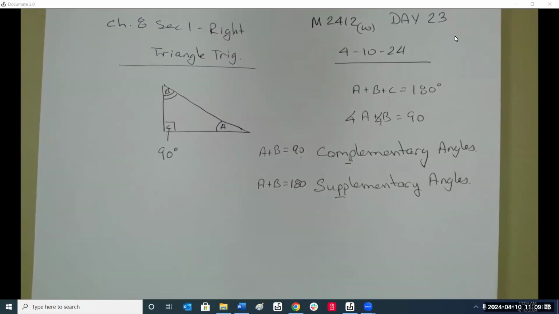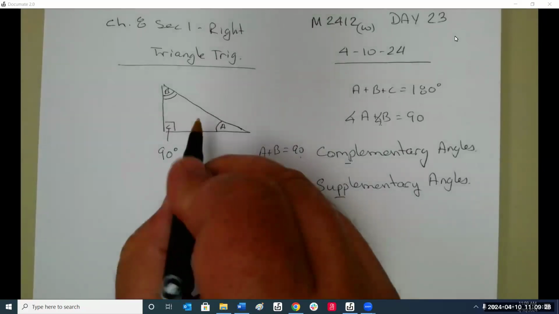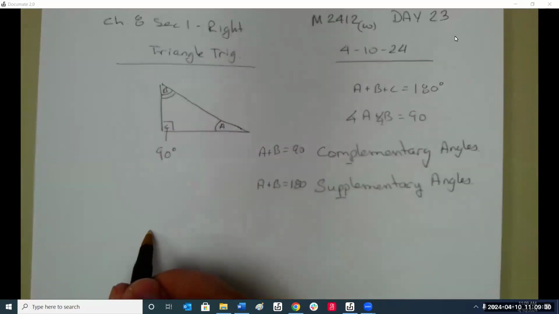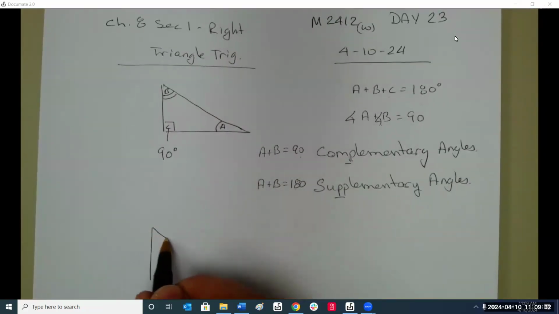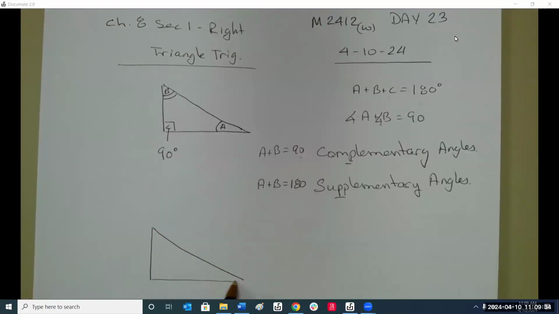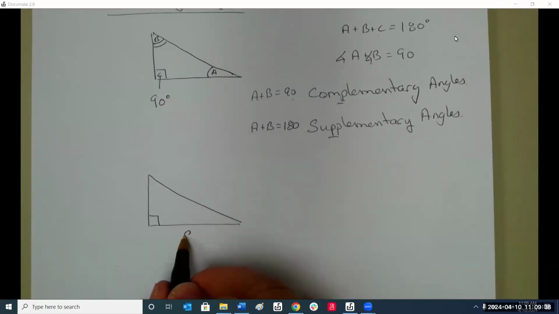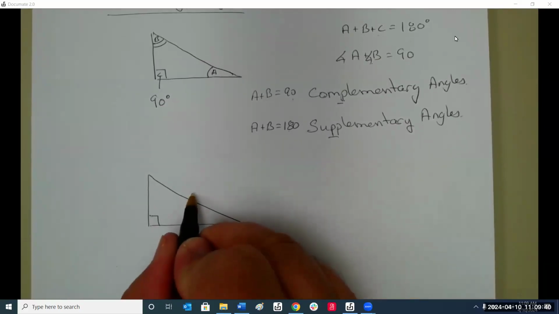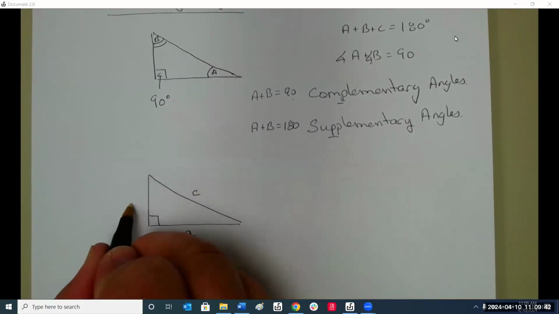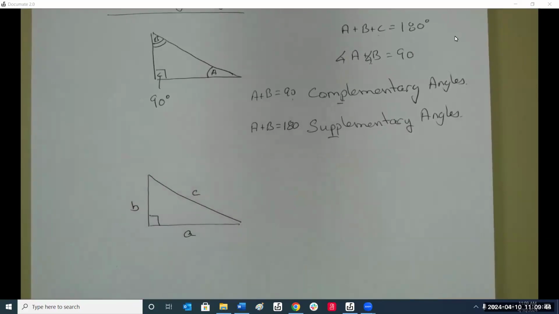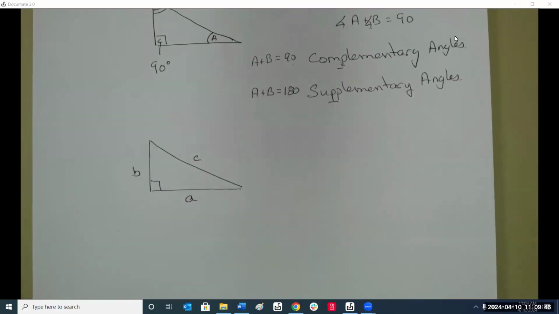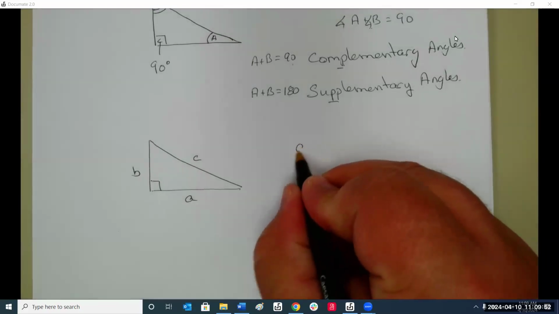Now, the reason we use right angles is because once I know two of the three sides, I can figure out the third one. How? Pythagorean theorem.